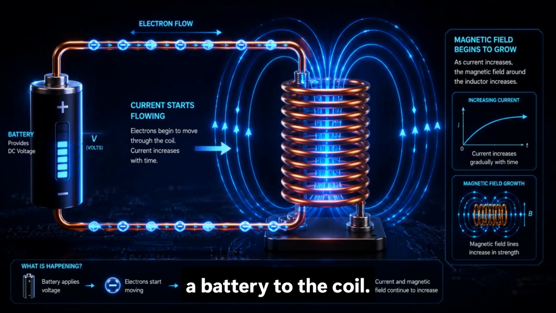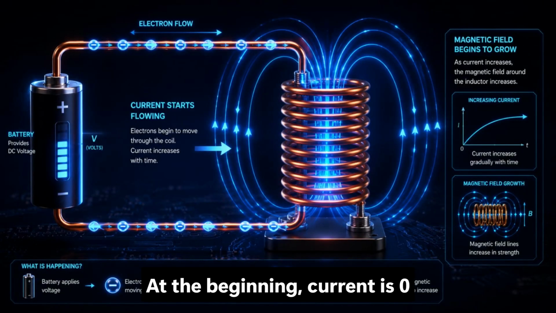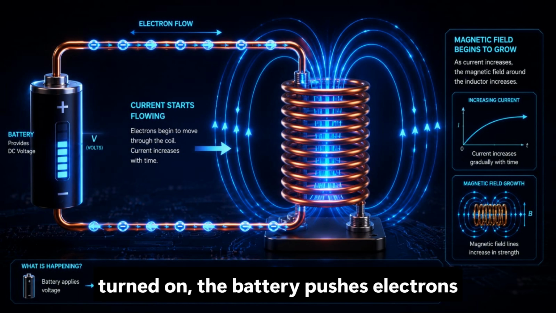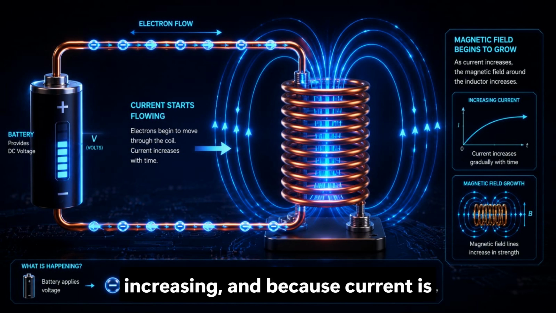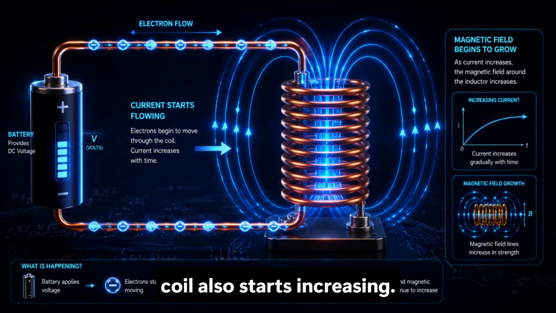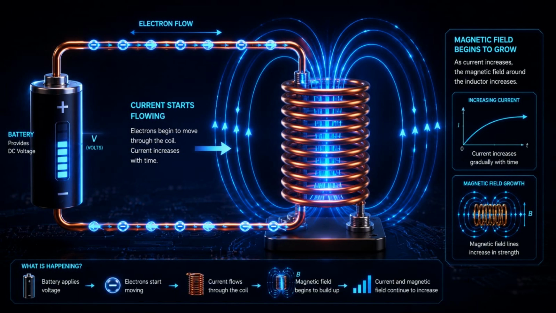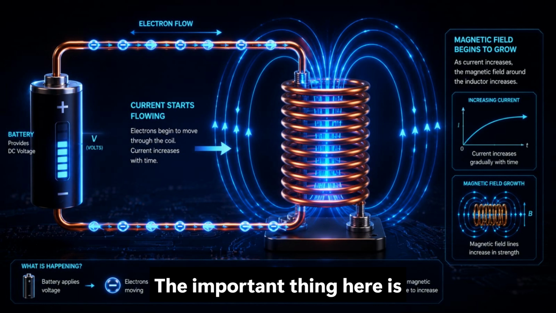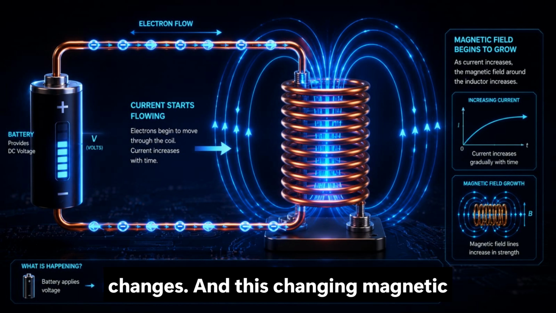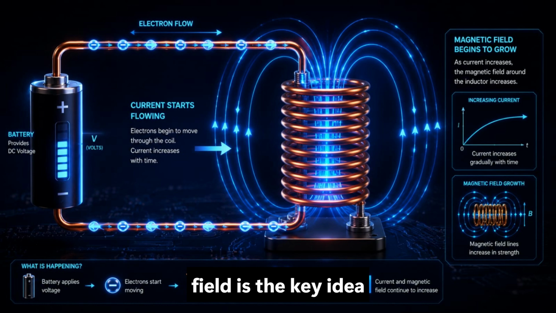Now let's connect a battery to the coil. At the beginning, current is zero and there is no magnetic field. As soon as the switch is turned on, the battery pushes electrons through the coil. Current starts increasing. And because current is increasing, the magnetic field around the coil also starts increasing. The important thing here is that the magnetic field is changing continuously while the current changes. And this changing magnetic field is the key idea behind inductors.